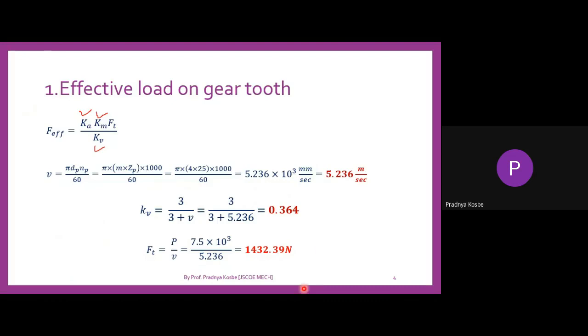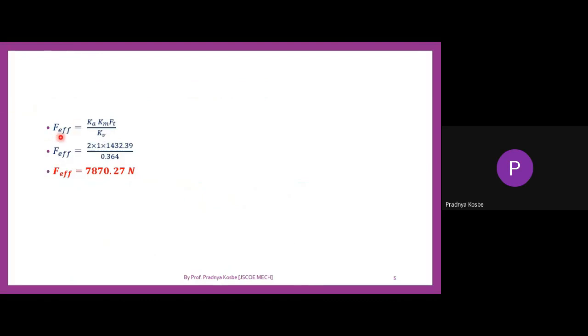Whatever calculated values are there, we'll put these in the equation of F effective, and F effective is K Km Ft divided by Kv. Put the values of all these terms and you will get the answer. F effective is equal to 7870.27 Newton. So first calculation is over.